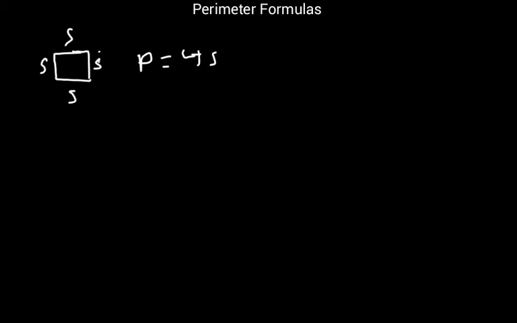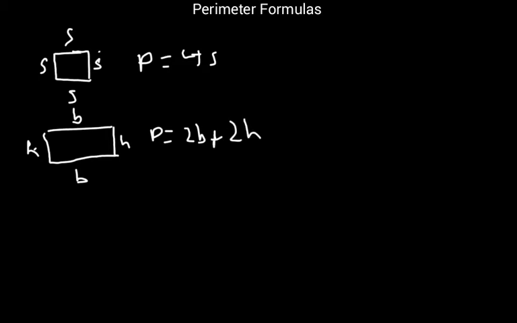Or just keep in mind, a rectangle will typically have one side a little bit longer than the other. You can call one side the base and one side the height. So you have two bases that are the same length and two heights of the same length. So the perimeter is equal to the two bases plus the two heights. So this is the formula for a rectangle. Perimeter equals 2b plus 2h.